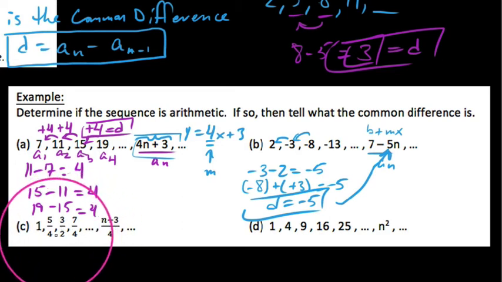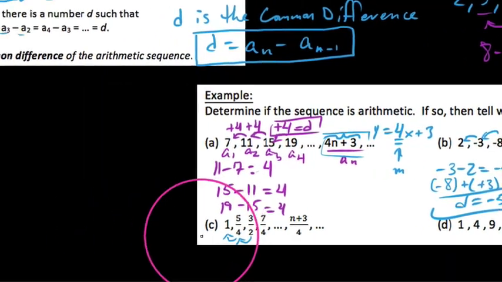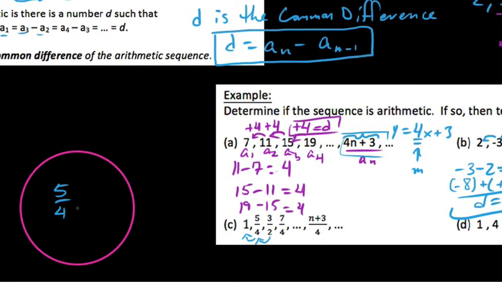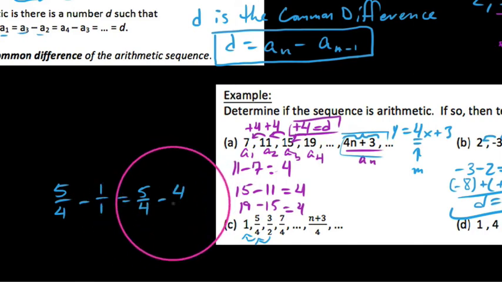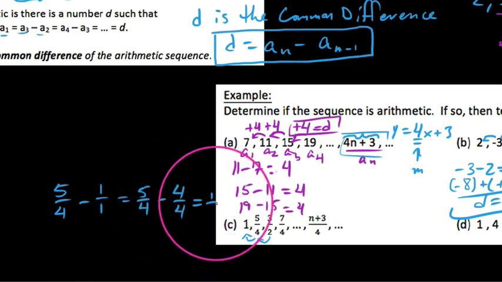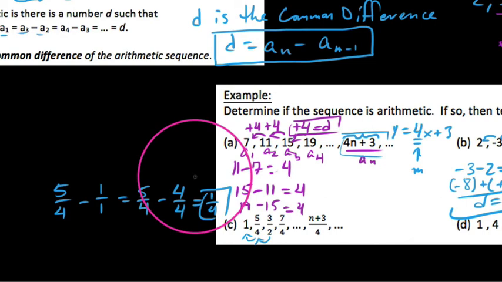Fractions. Okay, so here's the deal. I know that I have to take a term and subtract off the term before it, and I'm probably going to have to do this twice. So I'm going to choose two very convenient terms to work with. How about this? I say, well, 5/4 minus 1. And I may have to do some side work. 5/4 minus 1 whole is the same thing as 5/4 minus 4/4, which is a fourth. So, is the common difference a fourth? That's the question right now.